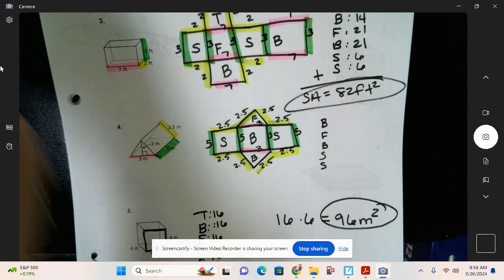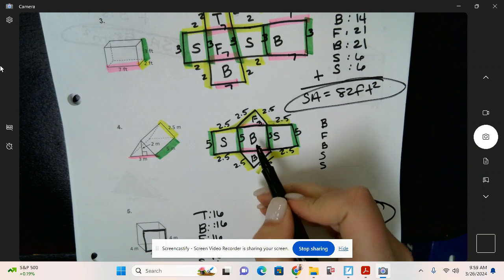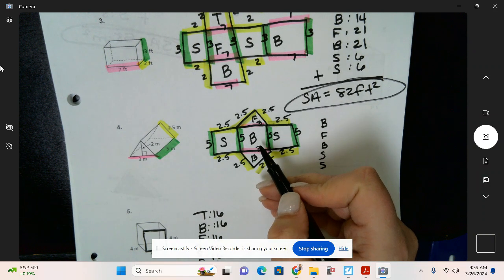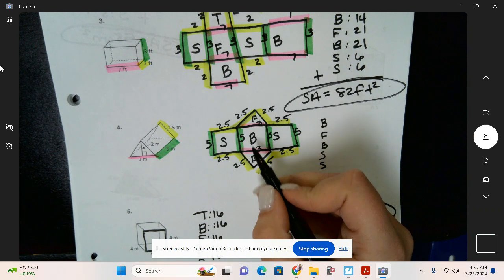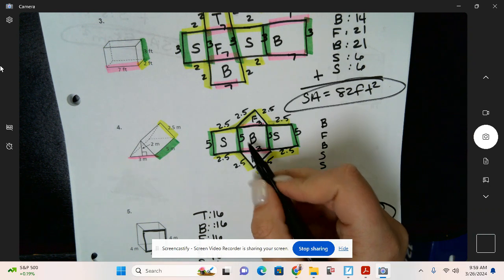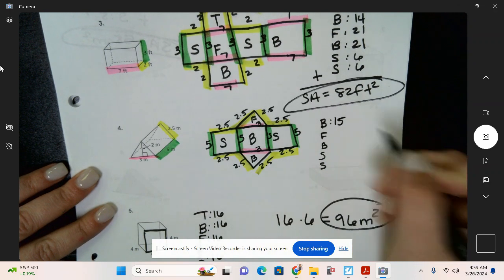All right, so now we have to find the areas. Let's start with our rectangles. Let's start with the bottom. 5 times 2 plus 5. The bottom? Oh, no. What's the bottom? 3. 5 times 3, which is 15.